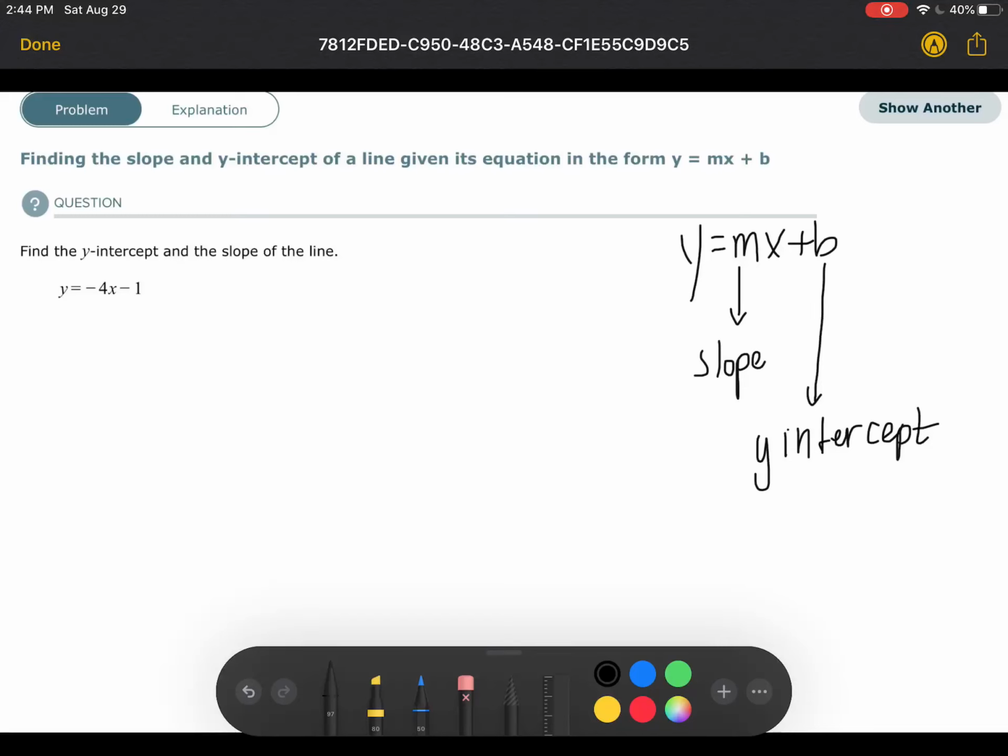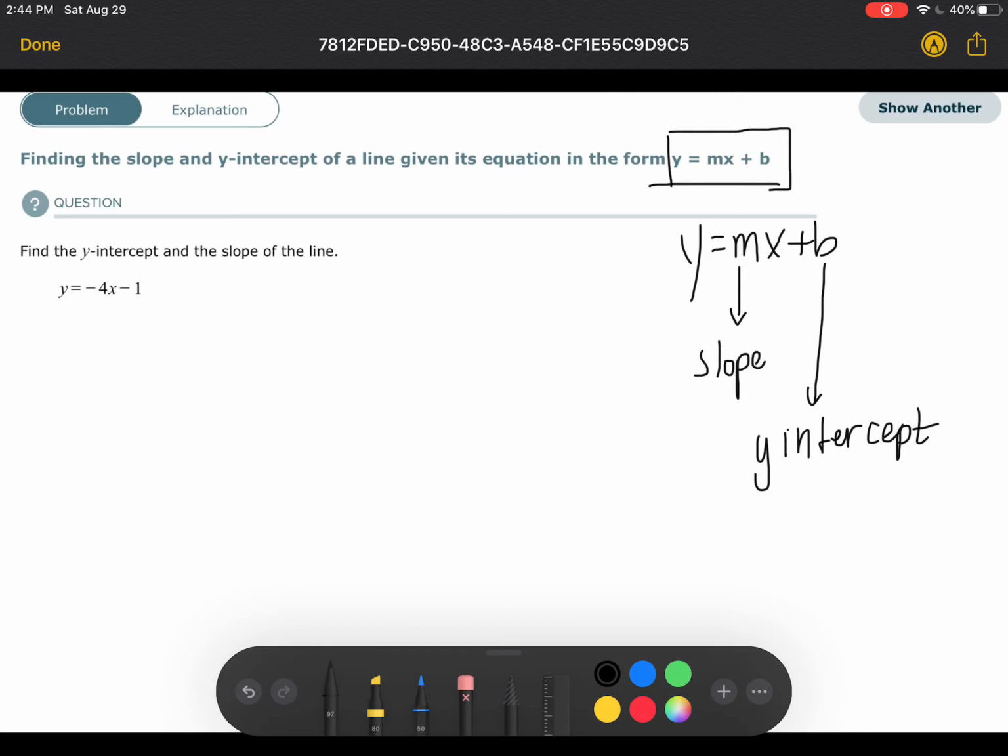Okay guys, so this video is going to show you how to solve the question or the topic, finding the slope and y-intercept of a line given its equation in the form y equals mx plus b. So this is really simple. A lot of the times people get really confused by this and they're like, what is that? And they just shut down.